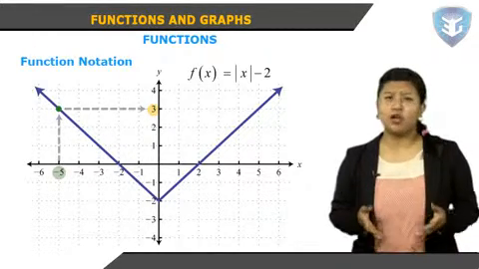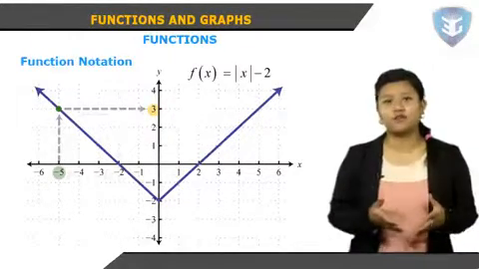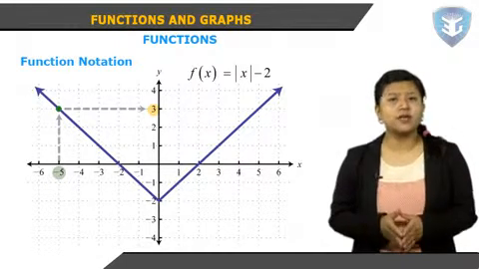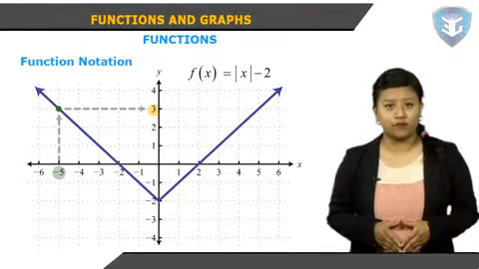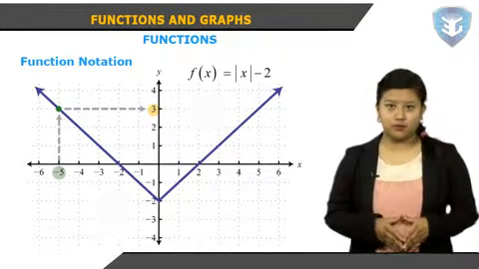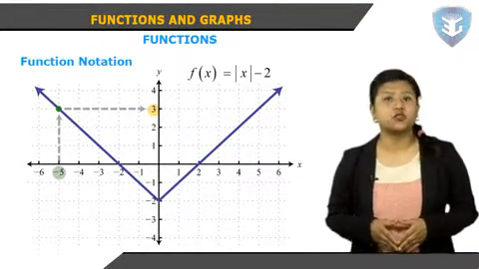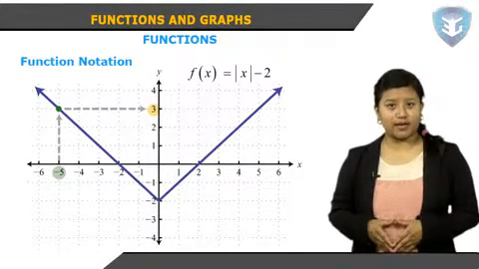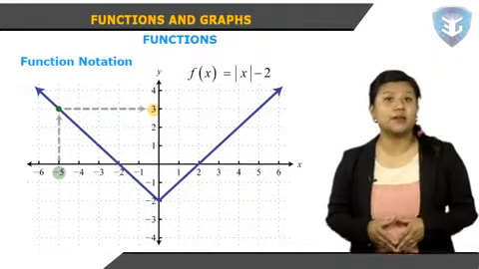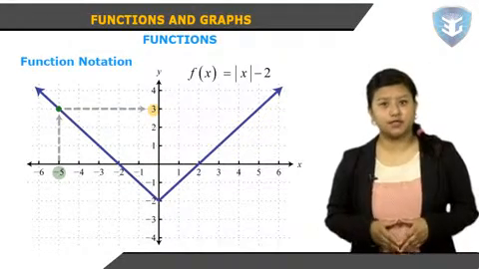More precisely, when we say that a quantity y is a function of a quantity x, we mean a rule that assigns to every possible value of x exactly one value of y. We call x the input and y the output. In function notation, we write y equals f of x. Since y depends on x, it makes sense to call x the independent variable and y the dependent variable.